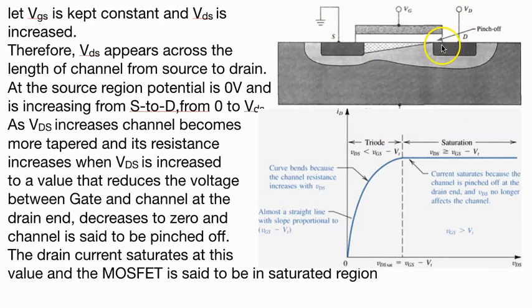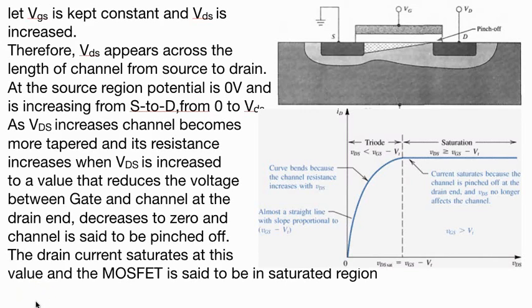But eventually we will see that on applying VGS to a level, more and more, the channel is created. Now we start applying positive voltage on the drain region. As the VDS increases, so does the current crossing the channel.